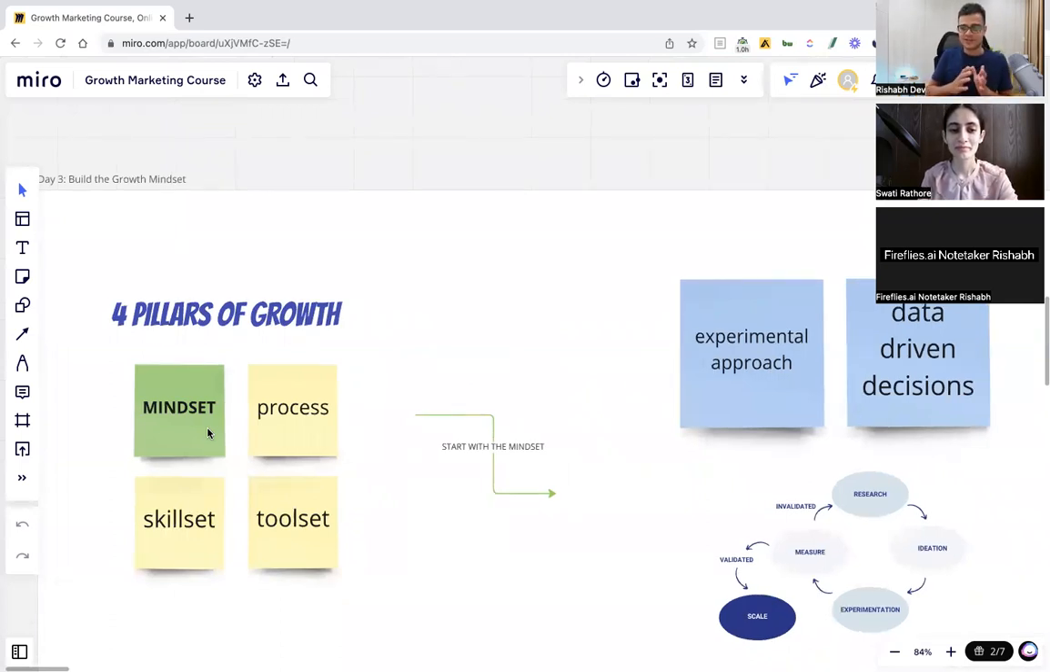So what we'll do is in the coming days, we're going to explore the other pillars of growth. Any questions from today, Swati?